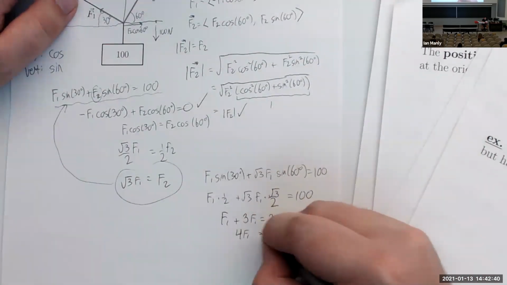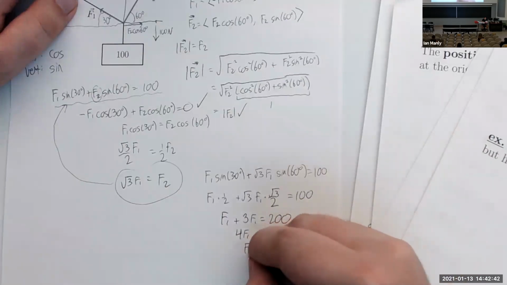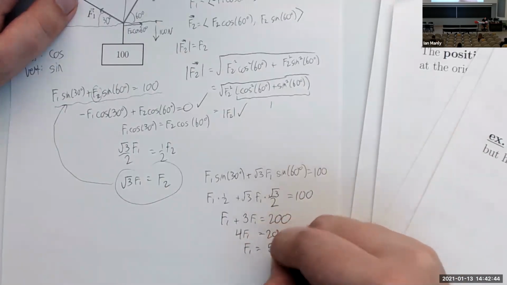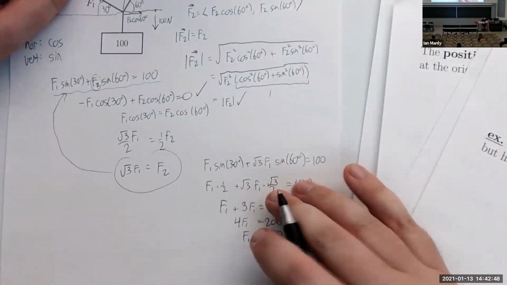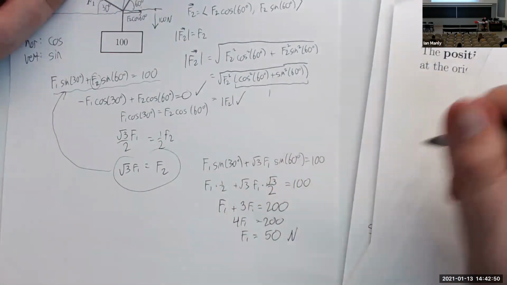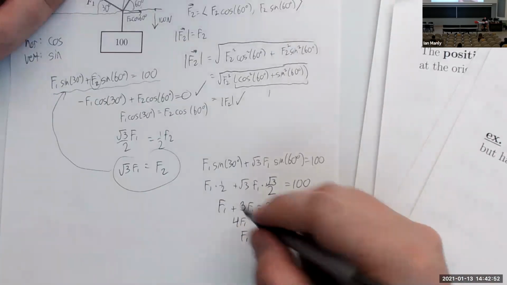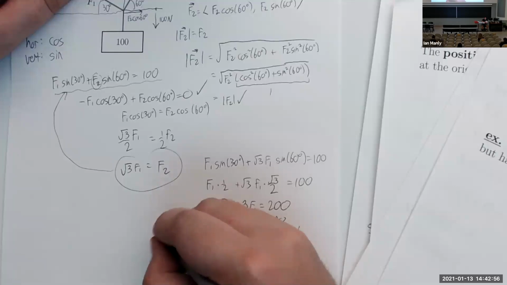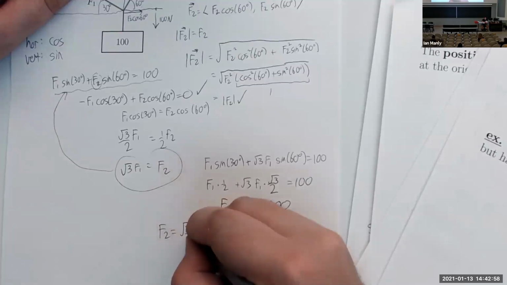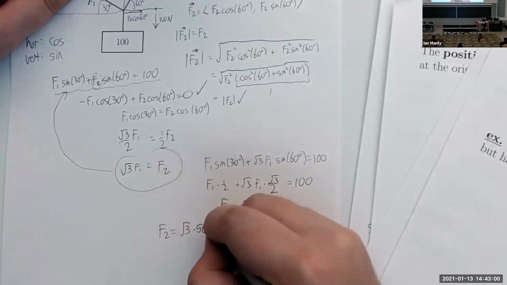We have 4F1 is 200. And that means that the magnitude of F1 is going to be 50. And I think our unit was newtons right here. All right, and then using this piece of information, we can easily get what the magnitude of F2 is going to be. F2 is going to be the square root of 3 times 50 newtons.